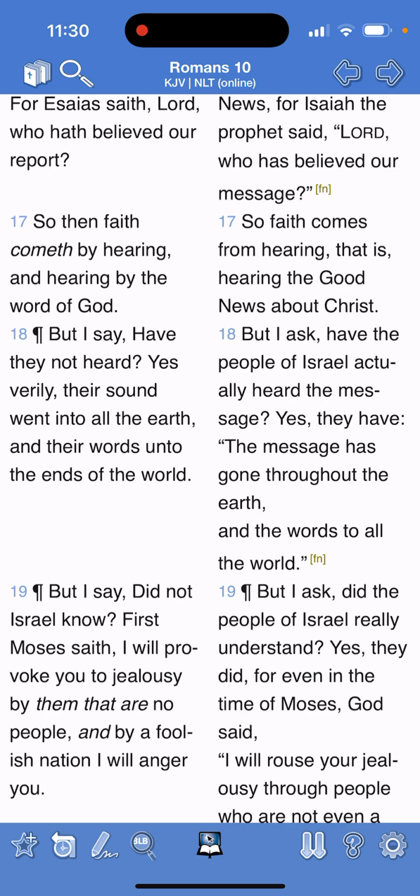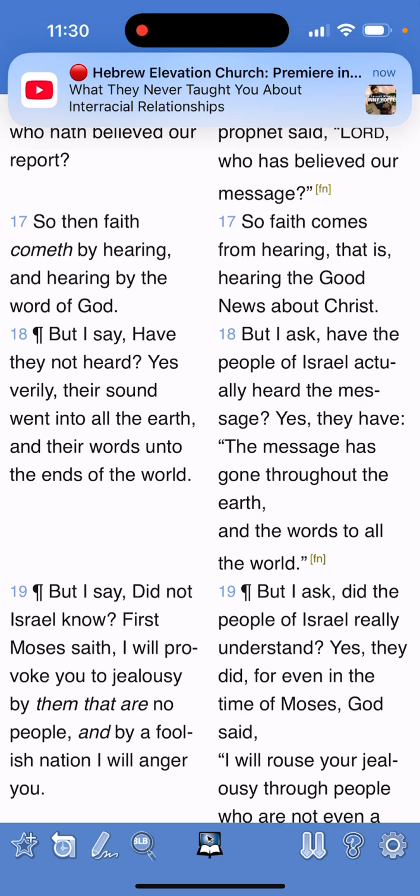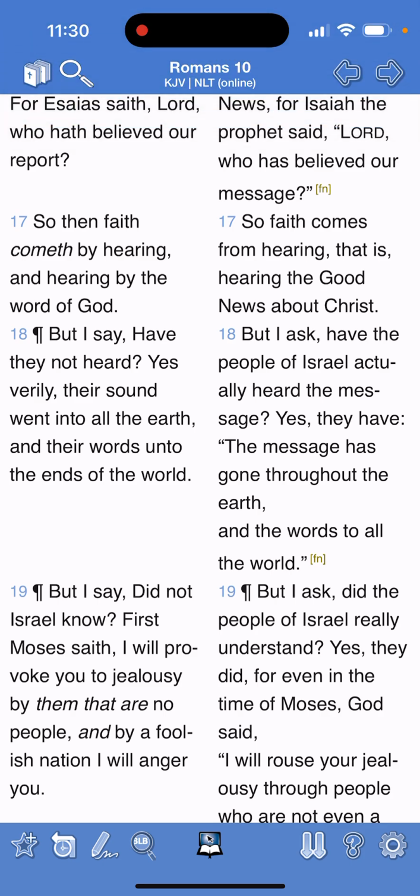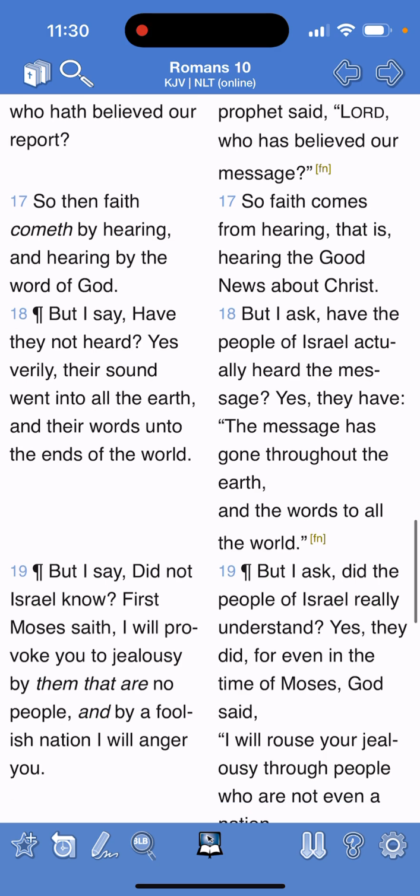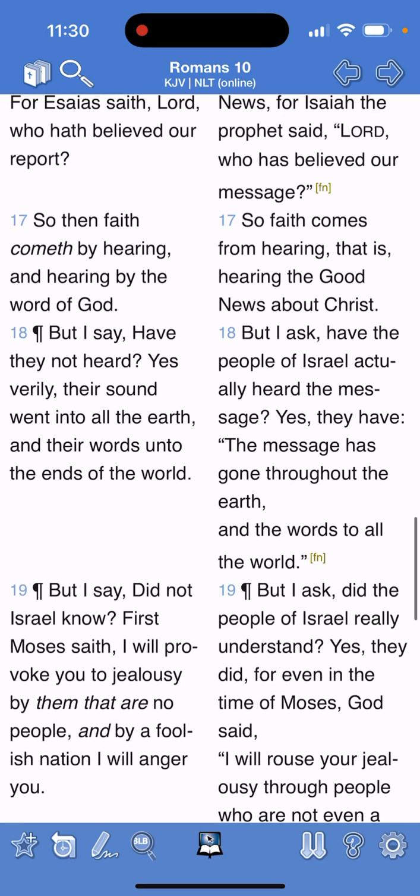And he says, yes, verily, their sound went into all the earth, and their words unto the ends of the world. Whose words? Who told them? Who told them throughout the earth, throughout the whole world? So nobody in the world is going to have an excuse. Everybody in the world has heard it. How? How is that what that's saying? What is that saying there?